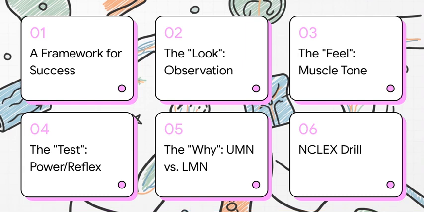Here's our game plan, our roadmap for today. First, we're going to start with a super simple framework. Look, feel, test. Easy, right? Then we'll dive into each of those pieces. And then, and this is the important part, we'll put it all together to really understand the why behind the whole exam, which is figuring out if we're dealing with an upper or a lower motor neuron lesion. And of course, we'll wrap up with a quick NCLEX drill to make sure it all sticks.